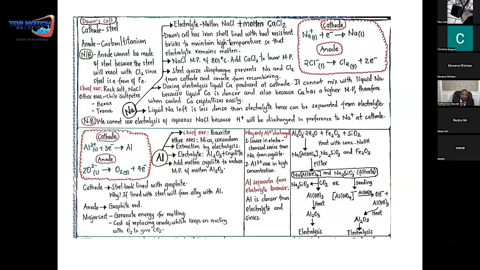For aluminium, copper, all the others, those are not soluble. So what do you do? Crush the ore. Just listen, student. The methodology for testing for cations is the same. First of all, the first step, crush the ore. After crushing the ore, add dilute nitric acid.